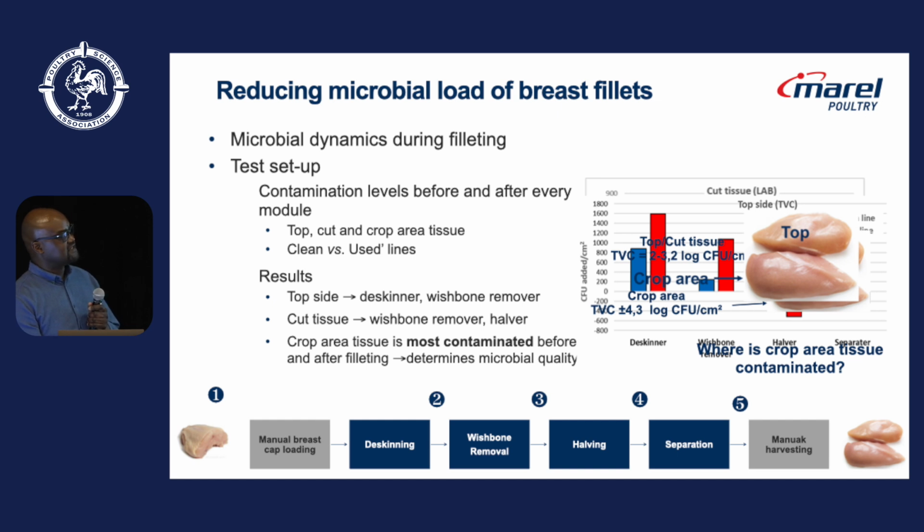So that is really the microbial limiting part of the breast fillets. Once we did this, the question was, okay, where is this tissue actually contaminated in the process? Because if we address all the other things, so we make the wishbone removal and the disc skin work more efficiently or cause less contamination, we still have the problem that the crop area is microbially limiting. So where can we actually reduce contamination in that area, or where has it been contaminated, to help improve the overall quality of the fillets?